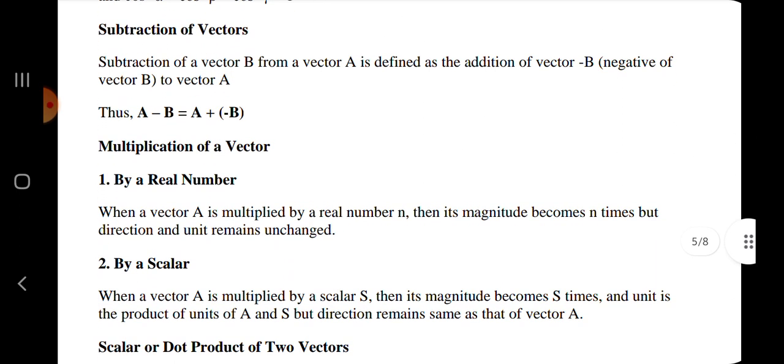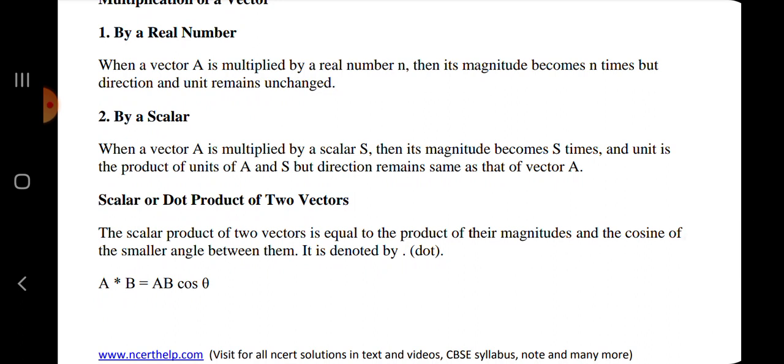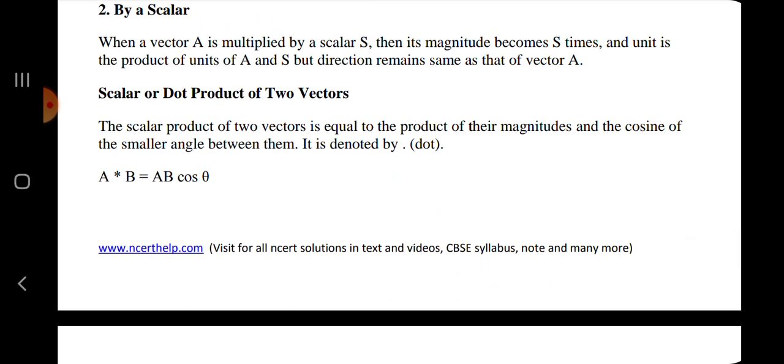Then subtraction of vectors. Subtraction of a vector B from a vector A is defined as the addition of vector negative B to vector A. Thus, A minus B is equal to A plus minus B. Multiplication of a vector by a real number: when a vector A is multiplied by a real number n, then its magnitude becomes n times, but the direction and units remain unchanged. By a scalar: when a vector A is multiplied by a scalar s, then its magnitude becomes s times and its unit is the product of units of A and s, but the direction remains the same as that of vector A.